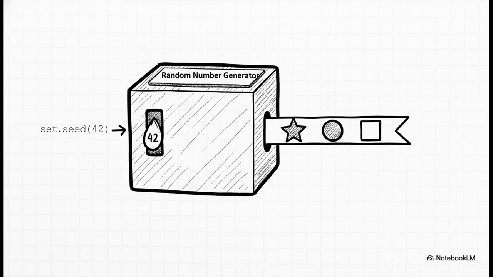You see, computers are actually terrible at being truly random. They generate what we call pseudo-random numbers, which are sequences that look random but are actually deterministic. They start from an initial value, which we call a seed. By setting that seed to a specific number, like 42 here, we're telling the random number generator exactly where to start. So when we ask for 3 random numbers with runif(3), we get this very specific sequence.